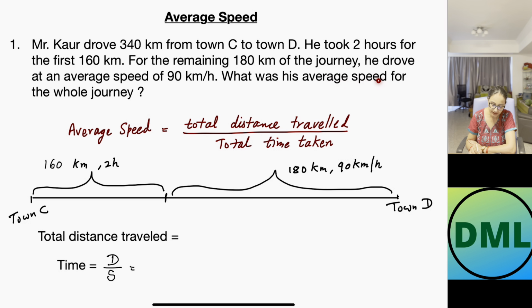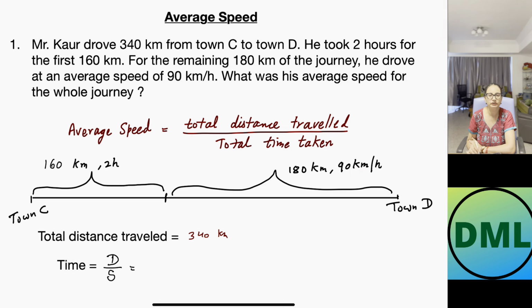What was his average speed for the whole journey? We know that the average speed will be given by the total distance divided by total time. We have the total distance here, which is 340 kilometers. I have to find out the total time. For 160 kilometers, I have the time, 2 hours. But for this distance of 180 kilometers, I don't have the time. For that, I need to calculate the time, in which the distance is given as 180 kilometers and my speed is 90 kilometers per hour.